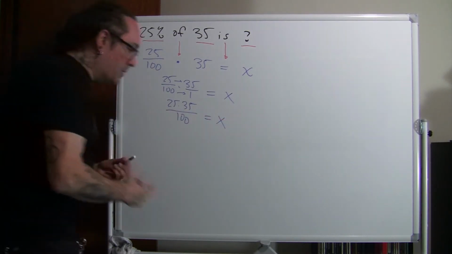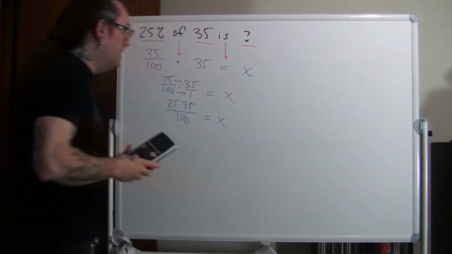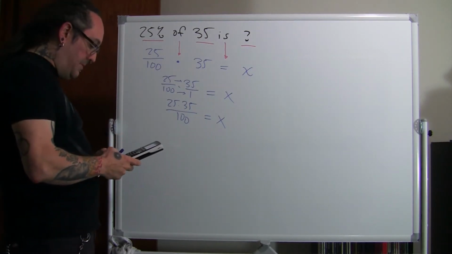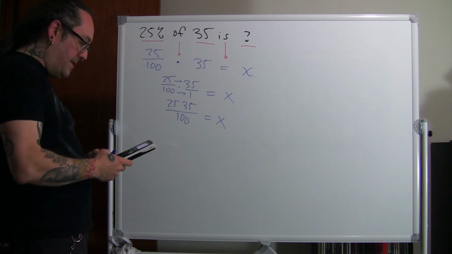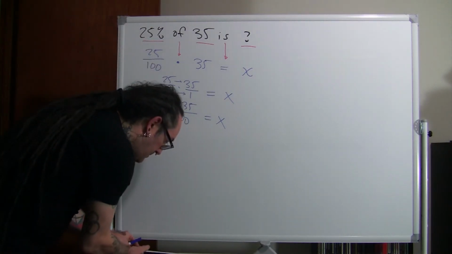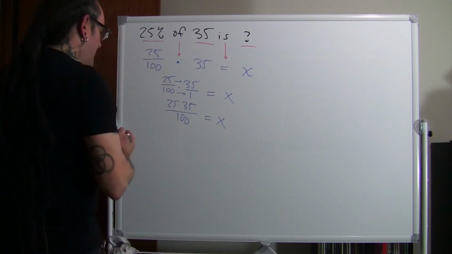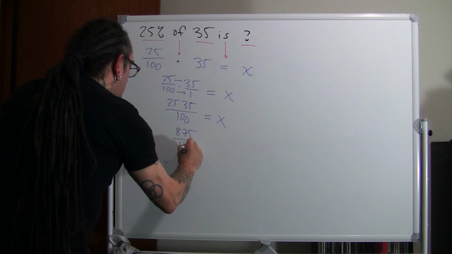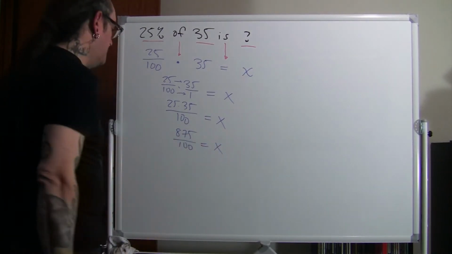All right, and then I'm going to grab my calculator. I could probably do that in my head, but let's not. 25 times 35, magic calculator says it's 875. This is 875 over 100 equals x.